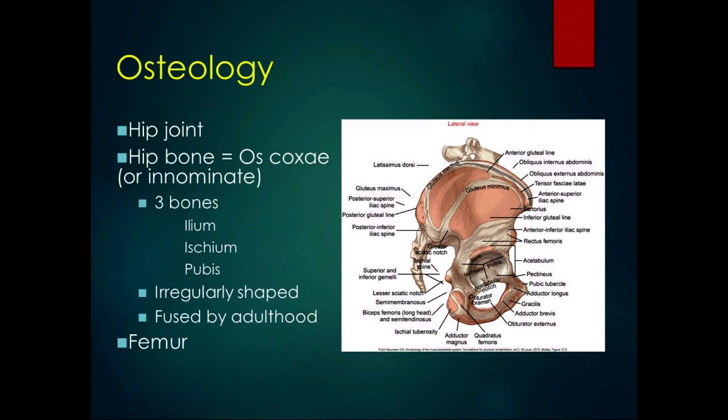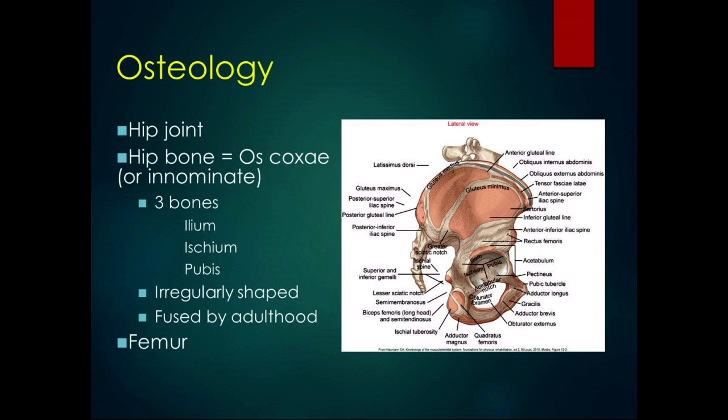So when we're talking about the hip joint, it's the articulation between the head of the femur and the acetabulum of the pelvis, basically. So the hip bone, if you want to call it that, also known as the os coxa or the innominate bone, it's really three fused bones: the ilium, the ischium, and the pubis. It's irregularly shaped, as you can see, and those bones are fused by adulthood. When we're children, our bones are a little softer, they have a little more cartilage, but the bones fully fuse by the time we're adults.